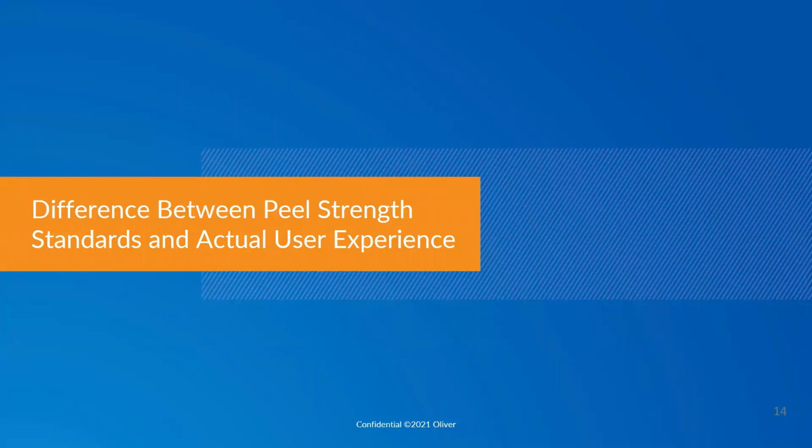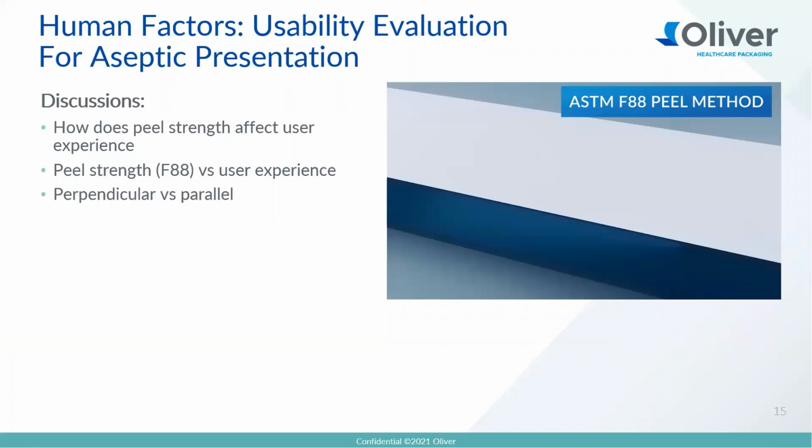It's quite interesting. Okay, guys, so next we're going to move on now to the next stage of our webinar, which is we're going to talk about the differences between peel strength standards and actual user experience. When looking at the human factors or the human interface with aseptic presentation, a lot of people start thinking about how peel strength affects the user experience. And that is true because peel strength is a factor, but it's not the most important or influential factor.